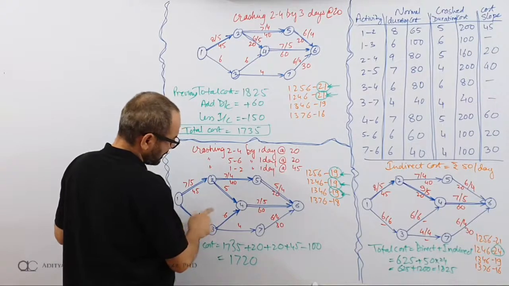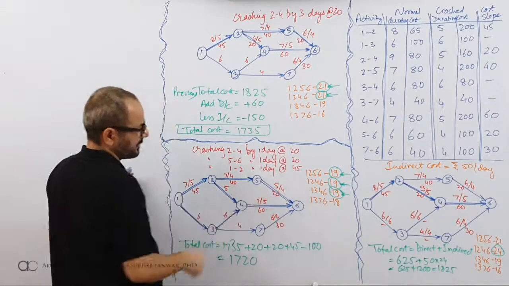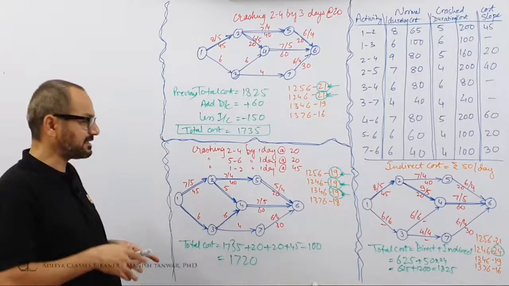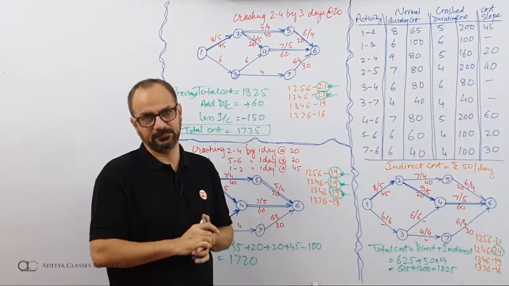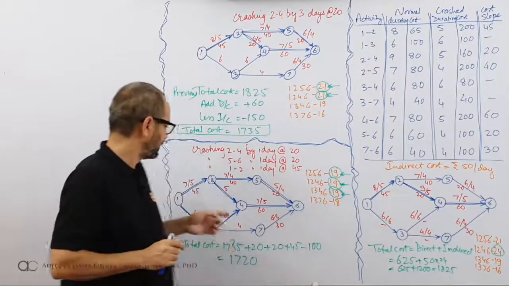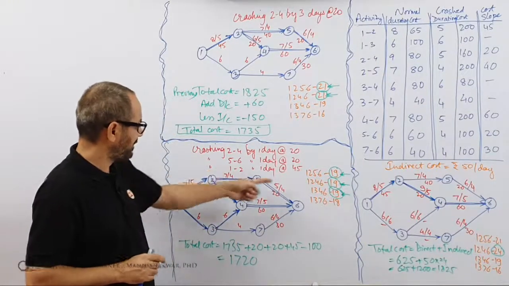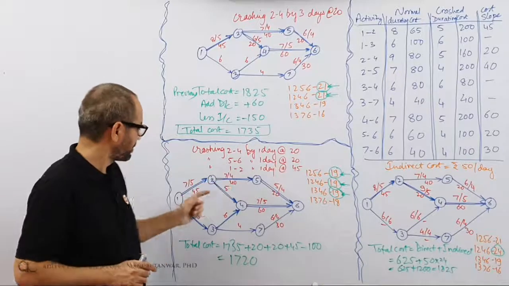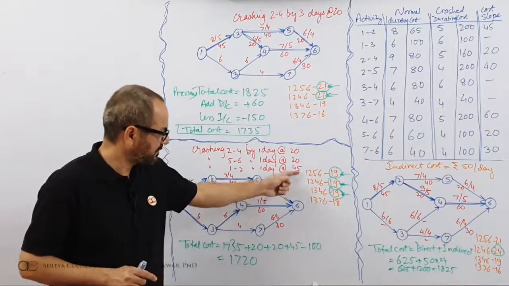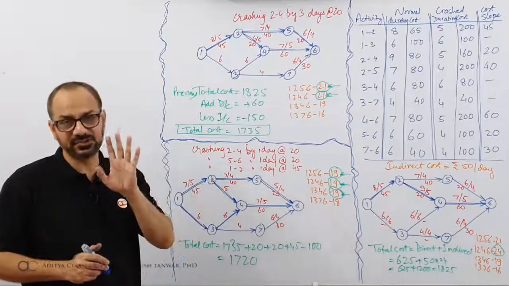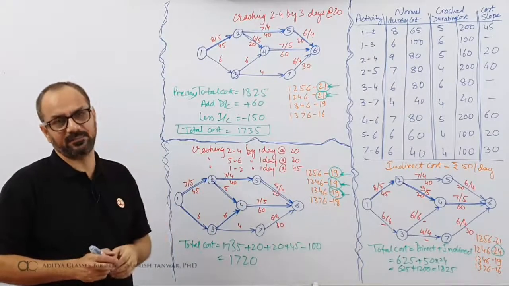I can save nothing over here, nothing over here, and 2 days over here. So yes, a saving is possible on all paths. There is a saving potential. 2 and 3, 5 and 1, 6 days on this. 2 and 2, 4 days on this. 6 days, 4 days, 2 days saving is possible. Should I go for that saving?